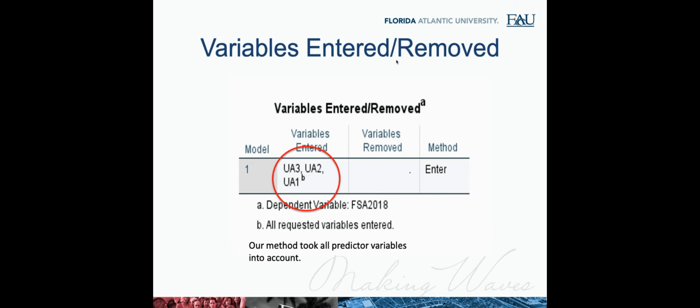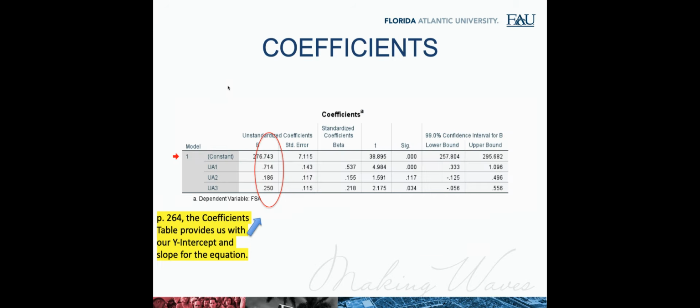We have variables entered and removed. And so based on the model, we chose the enter method. If we had chosen another method, it may have removed variables based on the amount of variance. But because we chose the enter method, it read the data as I put it in. And so it did not remove any of the variables. It kept all 3 variables in the model.